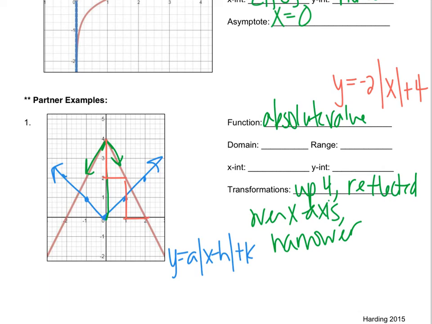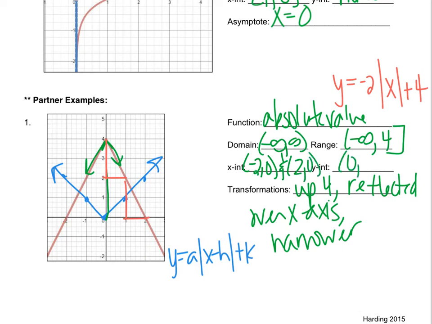Domain is always negative infinity to infinity. The range this time, since it's opening down, we're coming up from negative infinity, so negative infinity to 4, and we include it. X-intercept, we actually have 2 of them, negative 2, 0, and 2, 0. And then our y-intercept is our vertex in this example, 0, 4.